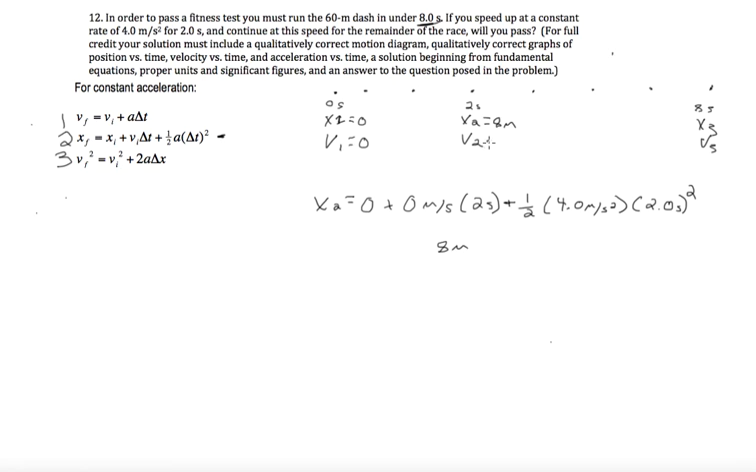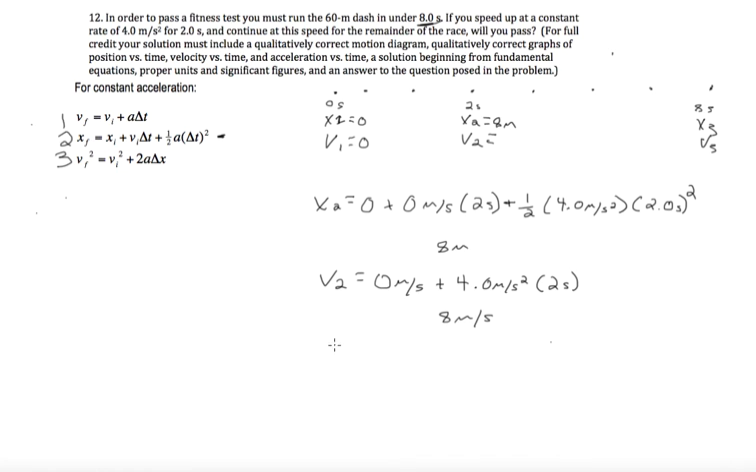So let's find our second velocity, and we can use the first equation there. So we're going to do v2 equals v1 plus a delta t. So v1 is 0 meters per second plus 4.0 meters per second squared times 2 seconds. So we have 8 meters per second.